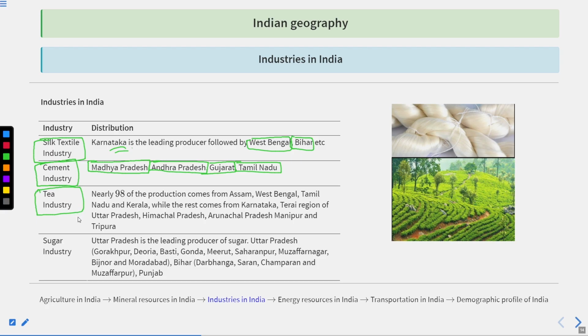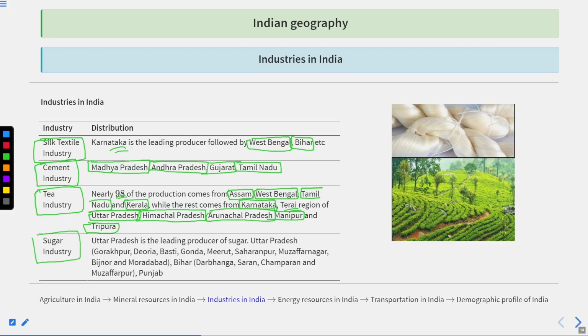Thereafter, the tea industry. Nearly 98% of the production of tea comes from the states of Assam, West Bengal, Tamil Nadu, and Kerala. While the rest comes from Karnataka and then the Tarai region of Uttar Pradesh, Himachal Pradesh, Arunachal Pradesh, Manipur, and Tripura.